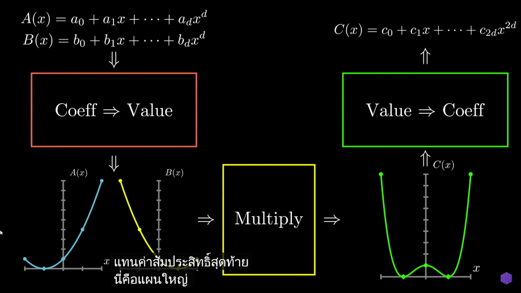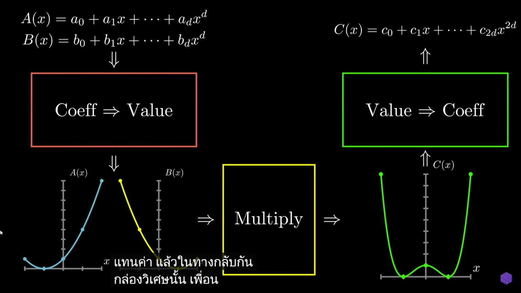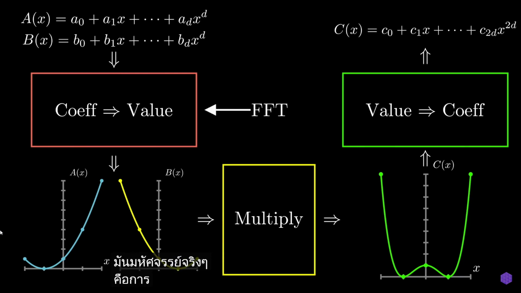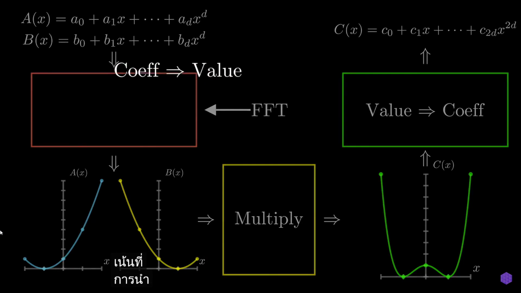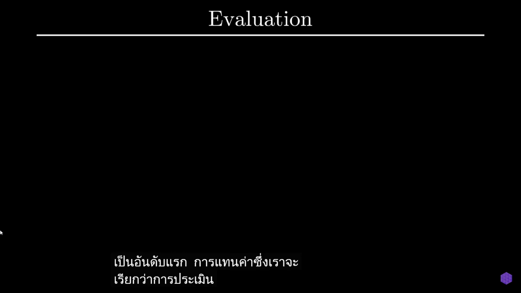This is the grand plan, but there are several pieces of the puzzle we haven't figured out. What we're missing is really some sort of magic box that could take polynomials in the coefficient representation and convert them to the value representation, and then vice versa. That magic box, my friends, and trust me, it is truly magical, is the fast Fourier transform. Let's first focus on taking polynomials from the coefficient representation to the value representation, which we will call evaluation.